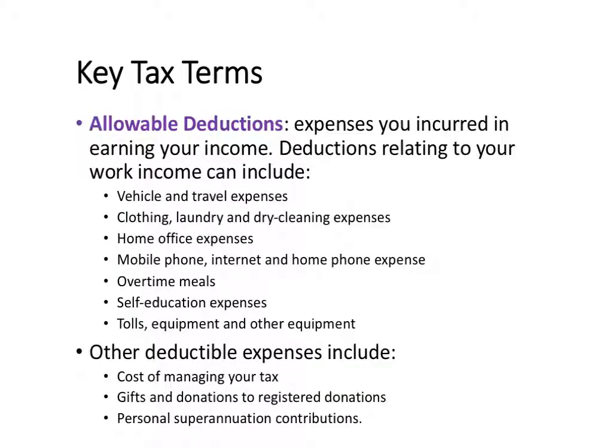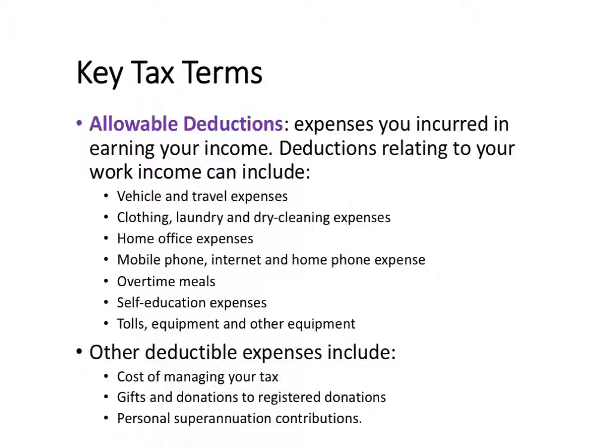So allowable deductions are expenses you incur in earning your income. So if you earn salary and wage income, which is the most popular type of income that most people earn, you can claim any expenses that you incur in receiving your income. So for example, if you have to travel for work, not to and from work, but if you have to travel as part of your job, you can deduct vehicle and travel expenses. If you have a uniform, you can deduct the cost of purchasing clothing, getting that cleaned, dry cleaned.